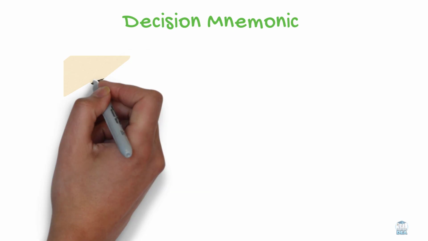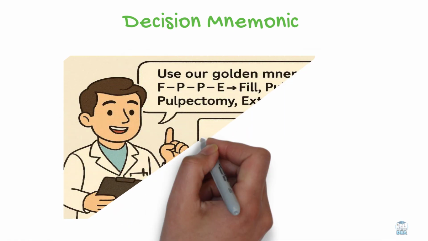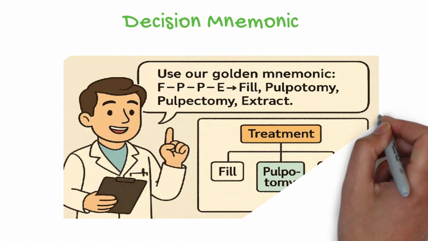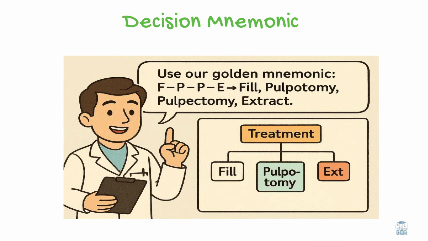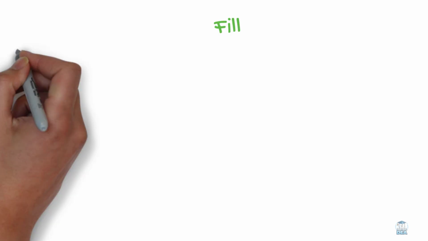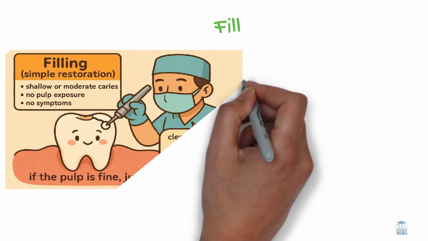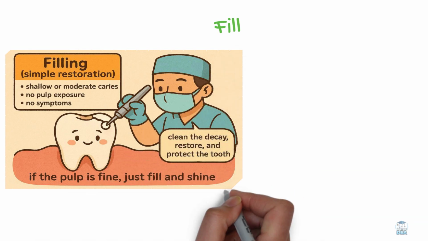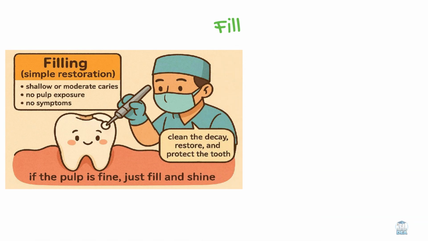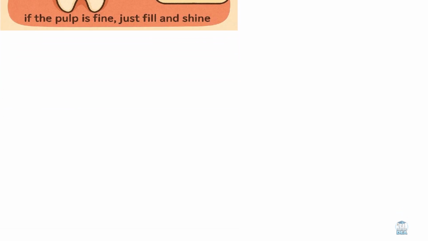Use our golden decision mnemonic: F, P, P, E. Fill, pulpotomy, pulpectomy, extract. If the caries is shallow or moderate and there's no pulp exposure or symptoms, just do a filling. Clean, restore, and protect the tooth. Mnemonic: if the pulp is fine, just fill and shine.